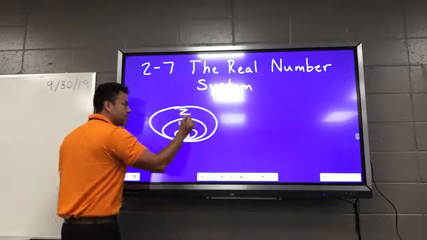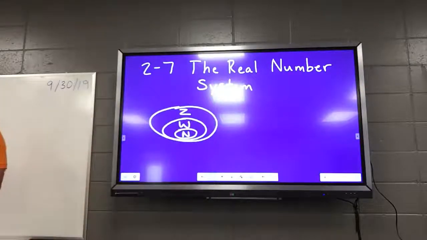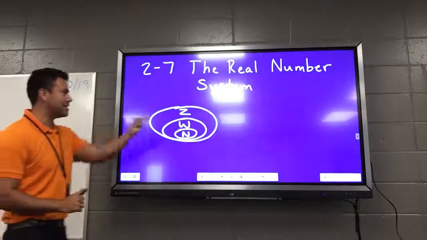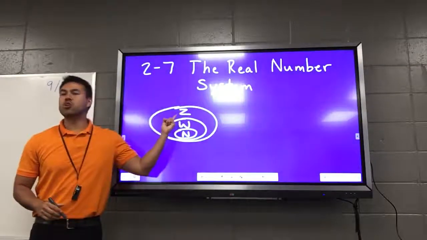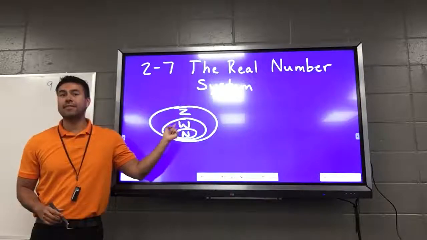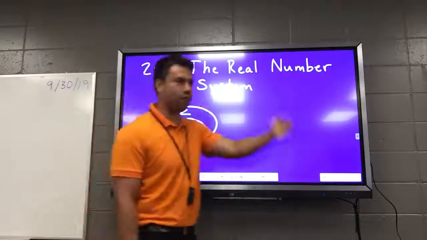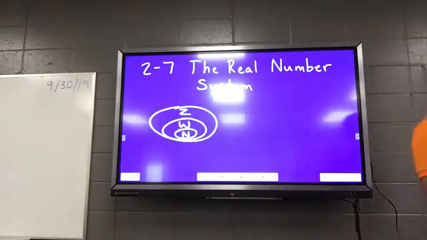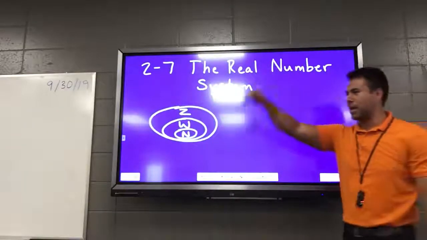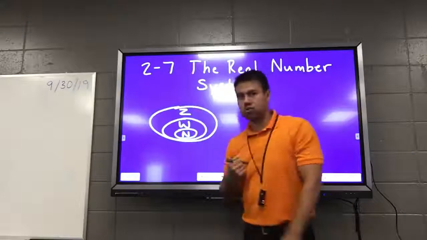Integers, and we call those Z. That's Z, integers. Integers are all the whole numbers and their opposites. So 0, 1, 2, 3, 4, 5, 6, all the way into infinity. And then 0, -1, -2, negatives. Those are all the integers, okay?